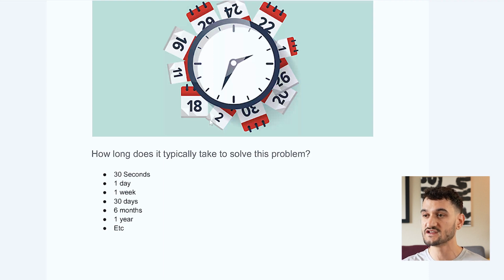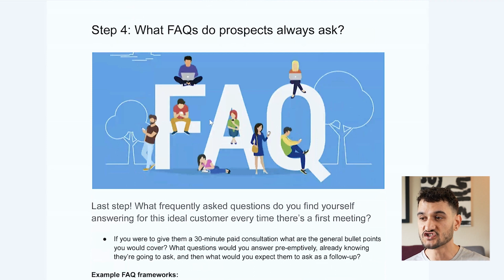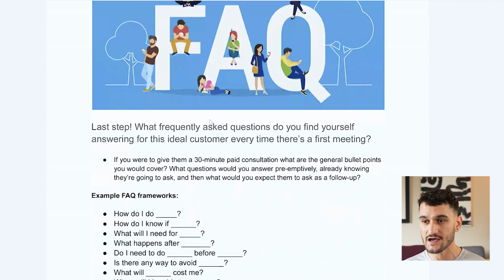Step 4, and this is the most important one. What frequently asked questions do prospects always ask? What frequently asked questions do you find yourself answering for this ideal customer every time there's a first meeting? If you were to give them a 30-minute paid consultation, what are the general bullet points you would cover? What questions would you answer preemptively, already knowing they're going to be asked? And then what would you expect them to ask as a follow-up once you give those answers?